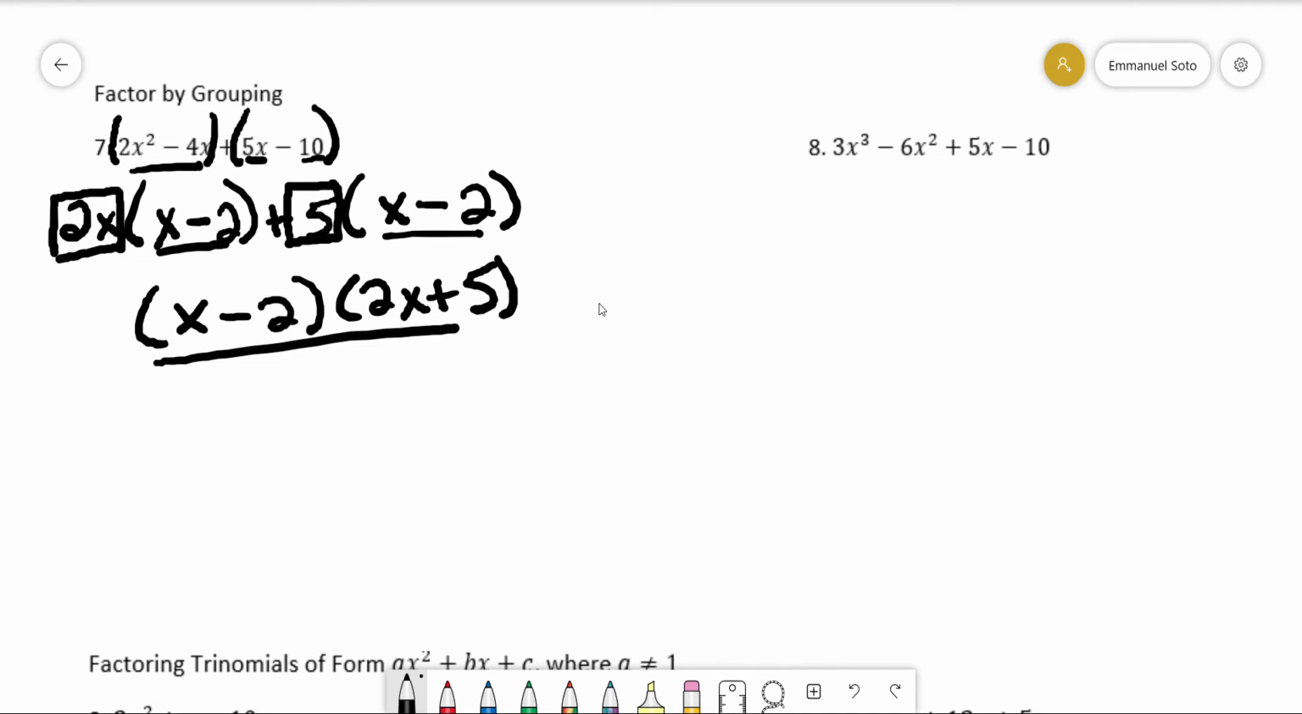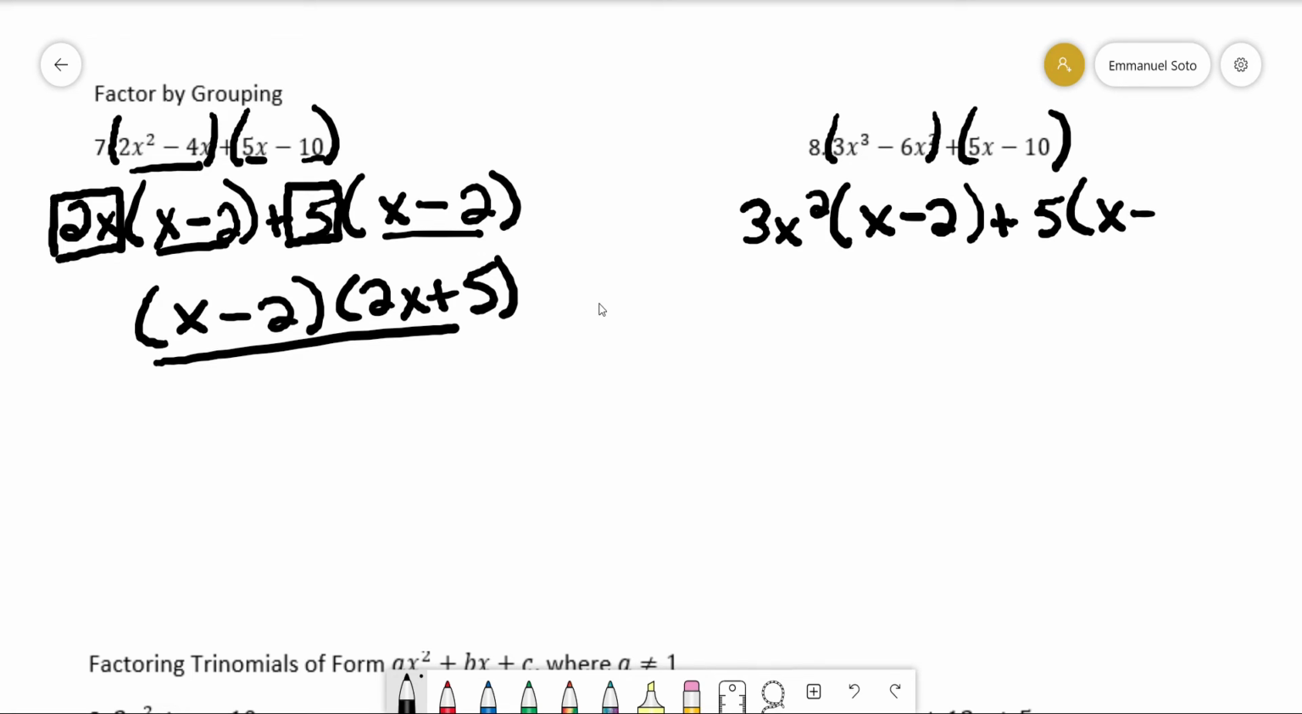Alright, so we're going to do the same thing here. So you make your 2 groups. Alright, we can pull out an x squared as well as a 3. So we got 3x squared. 3x squared times x is 3x cubed. Got a negative there. 3 times 2 will give us 6, and then there's no more x's. We can pull out a 5 here, and we get x minus 2.